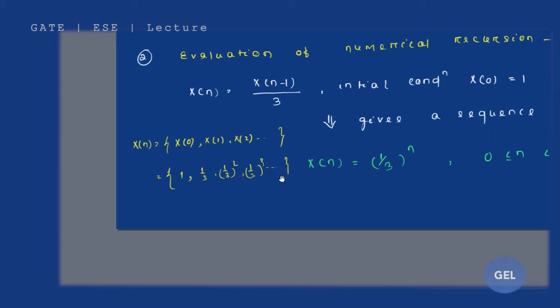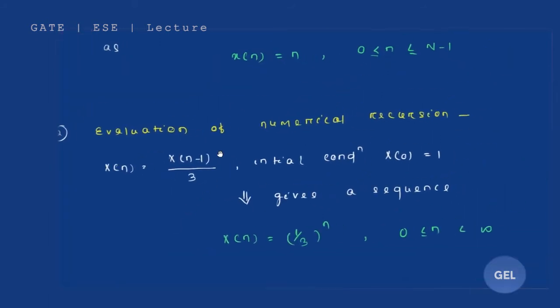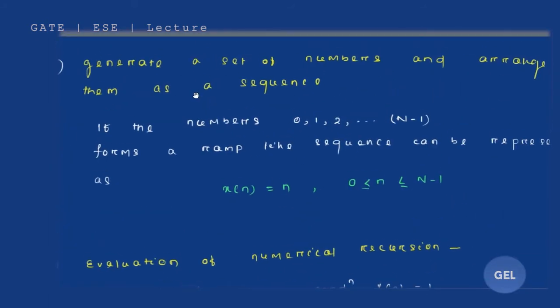Now these functions can be represented as x of n equals 1 by 3 to the power n. This is the evaluation of numerical recursion. This is the second way of representing a discrete time signal. So, clear? The first way is to generate a set of numbers as a sequence, and you just need to write down what the sequence would be.